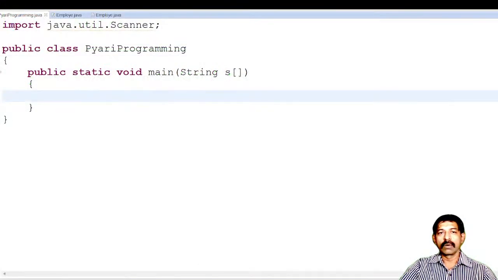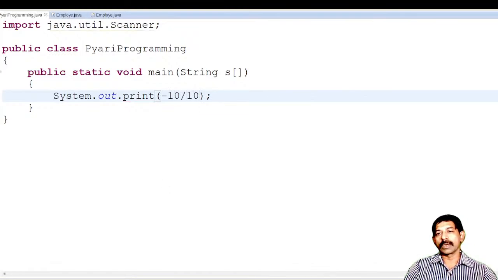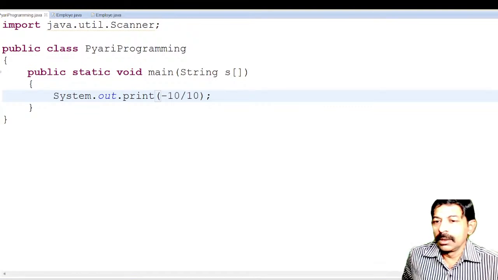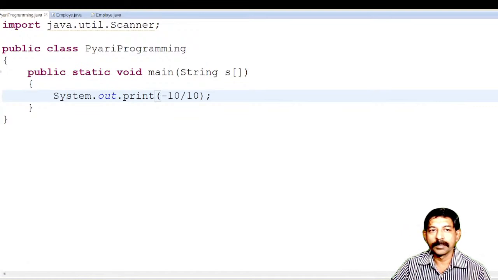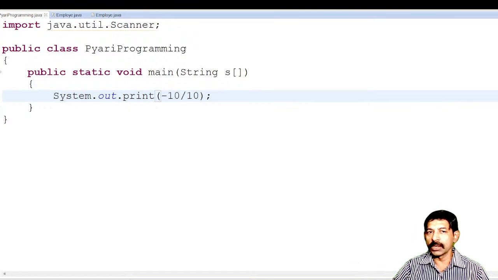Now, let me check whether you are able to answer this one or not. I am saying System.out.print. Now, numerator is minus 10 and denominator is positive 10. What will be my answer in this case? Smruti Panigrahi, good Smruti. Day by day you are improving, your answer is getting correct. Now this one, Rajesh Kumar says 1, will get this time 1.